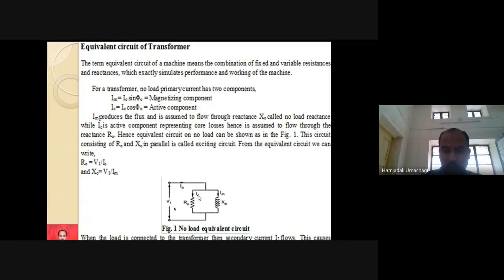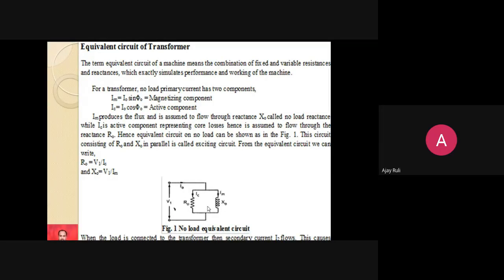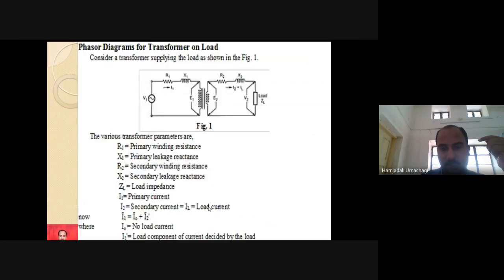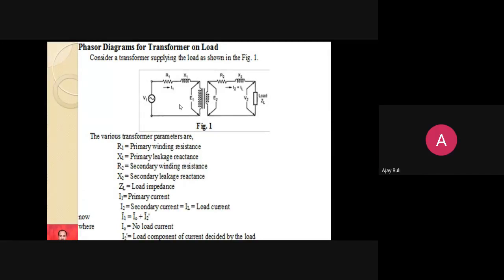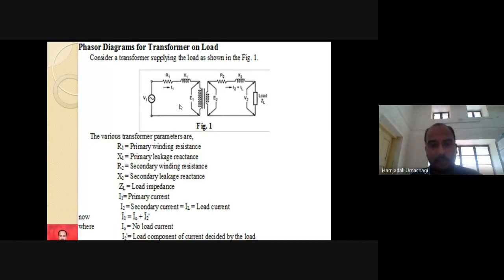Here we are not applying KVL, we are applying KCL: I0 is equal to IC plus IM, and that too in the magnetizing branch. In the first slide, we applied the KVL loop to the circuit, the phasor diagram from yesterday's topic. Here the magnetizing branch will actually be there, but to make things easier, we are not highlighting it in the phasor diagram.